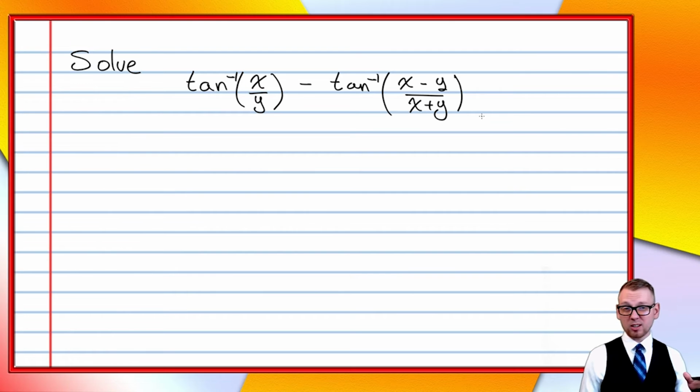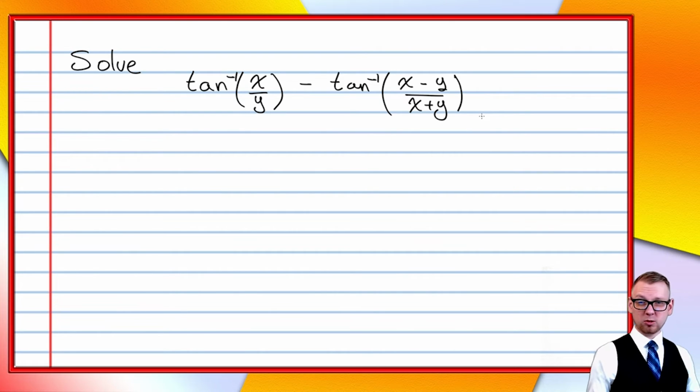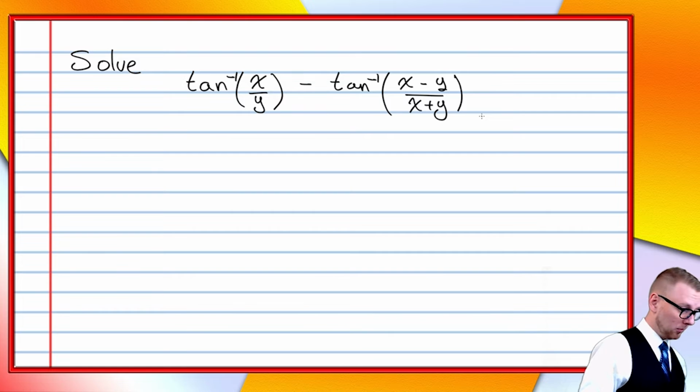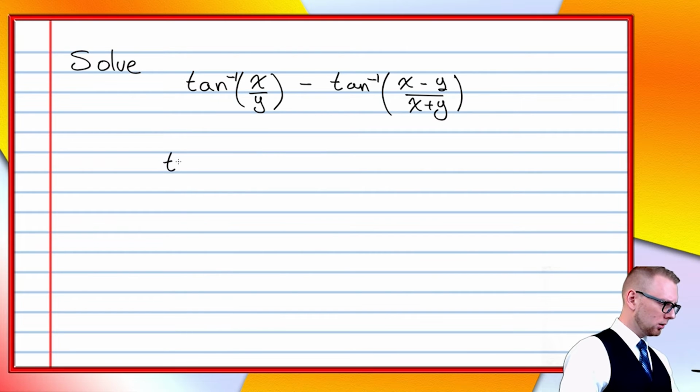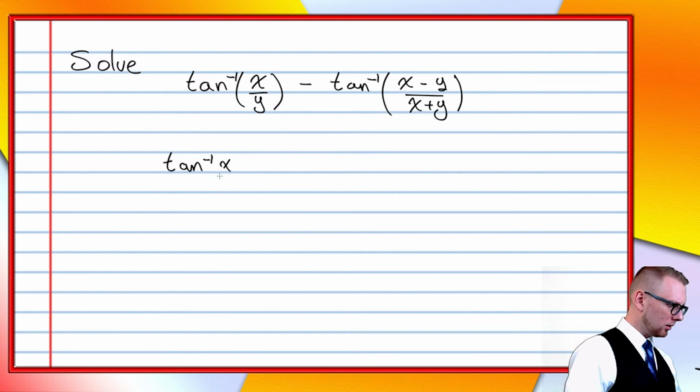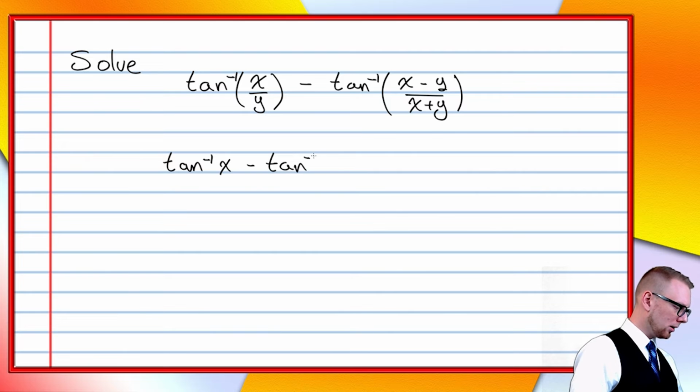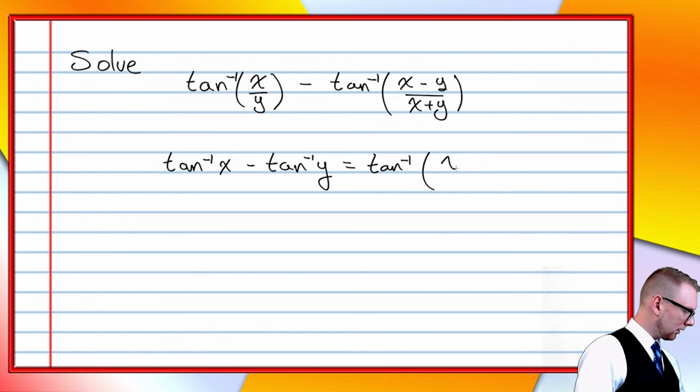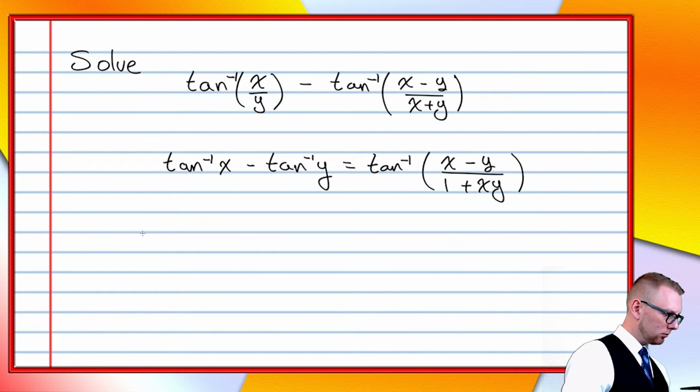Okay, now we've got a slightly different problem. This one we're just going to solve for an answer. We got a subtraction of 2 tan inverse. We got another identity for it, so let's write that one down. Tan inverse of x minus tan inverse of y is equal to the tan inverse of x minus y over 1 plus xy.